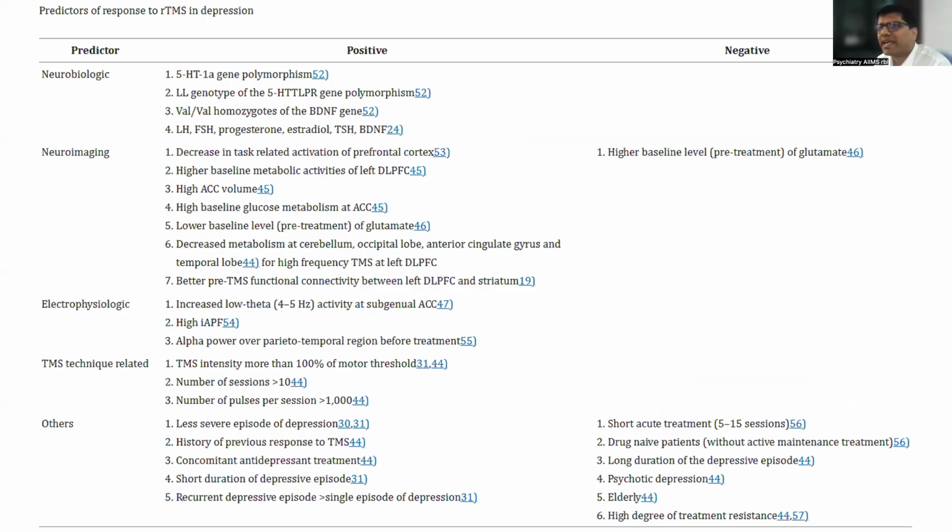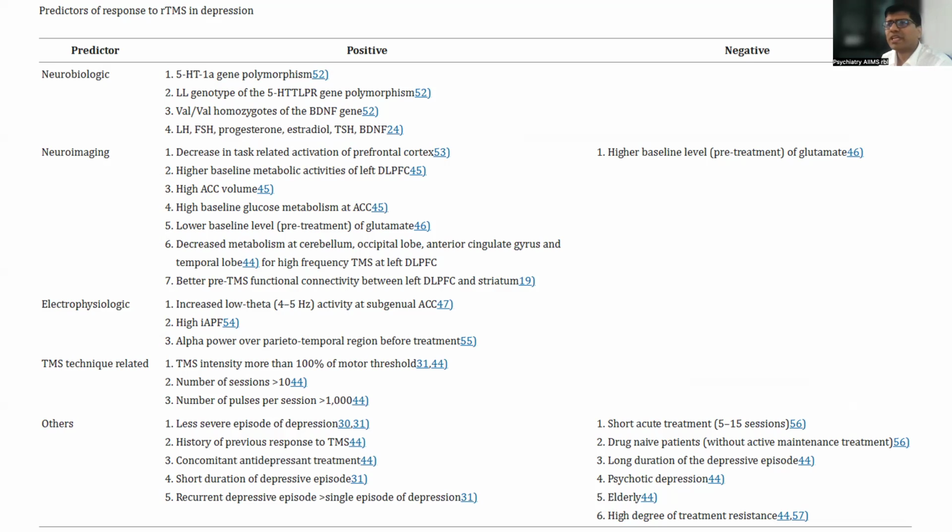measures by which you can predict who are those individuals who are going to respond to TMS better, and who are those individuals who are not going to respond to TMS, where the result will not be that encouraging. So negative predictors and positive predictors are already known from evidence. The predictors can be neurobiology related, like receptor related predictors, neuroimaging related predictors, like what is the metabolic activity in different brain areas, glutamatergic activity, glucose metabolism related activities, and the volumetric assessment, the volumetric dimension of different brain areas.